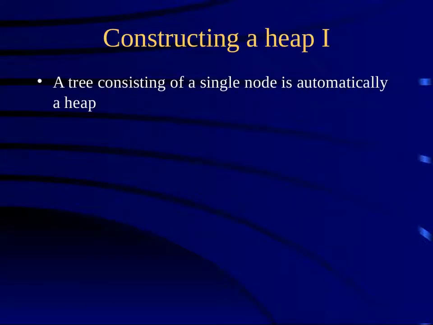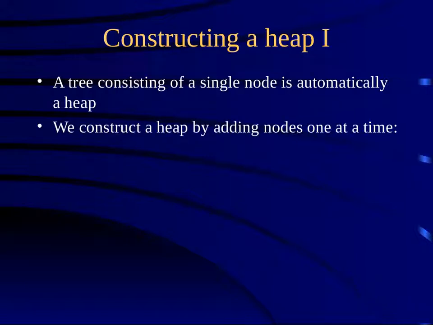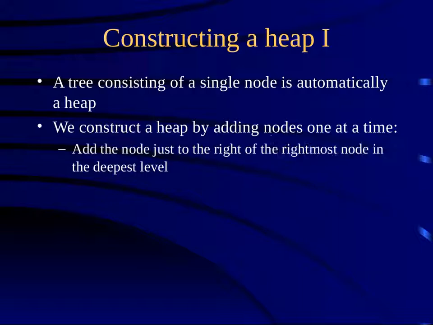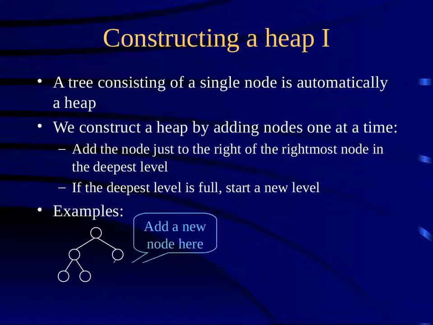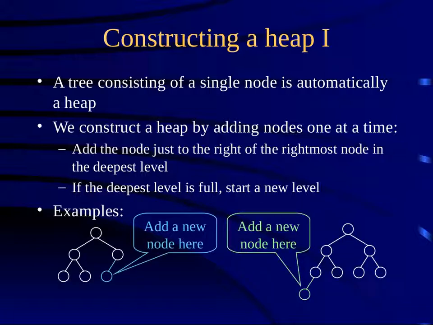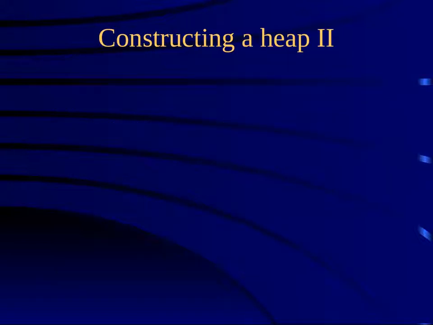All right. A tree consisting of a single node is automatically a heap. Everyone good with that? Balanced, left justified, and of course it has its heap property. We construct a heap by adding nodes one at a time. Add the node just to the right of the rightmost node in the deepest level. That is what I was doing when we were doing sifting up. If the deepest level is full, start a new level. Examples, so we have this, add a node here, or add a node here. All right, everyone good with that, left justified?